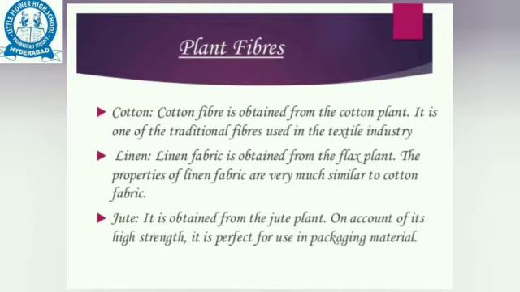Plant fibers. Cotton. Cotton fiber is obtained from the cotton plant. It is one of the traditional fibers used in the textile industry. Linen. Linen fabric is obtained from the flax plant. The properties of linen fabric are very similar to cotton fabric. Jute. It is obtained from the jute plant. On account of its high strength, it is perfect for use in packaging material.